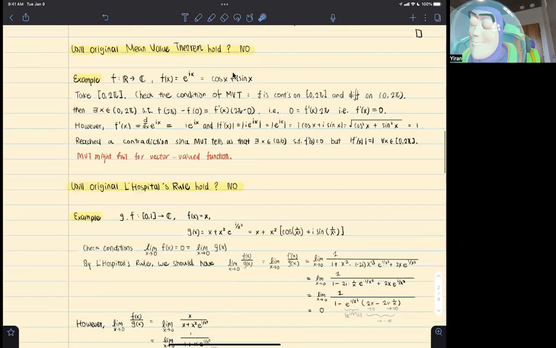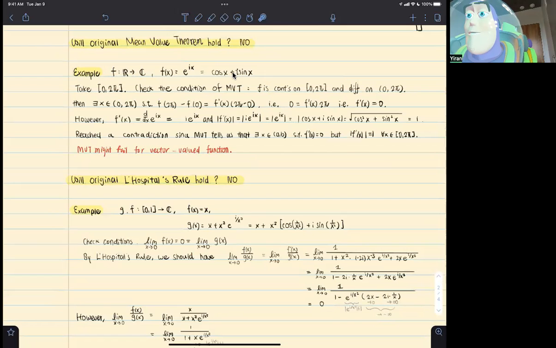Next, I want to discuss a little bit about, remember there are two important theorems which are consequences of the mean value theorem. The first one is L'Hopital's rule, and the second one is the mean value theorem. Those are interesting and important theorems, and we wonder if they still hold in the case that f is no longer a real valued function. And the answer, unfortunately, is no. So it doesn't hold anymore. And in this video, I want to show you some counterexamples.